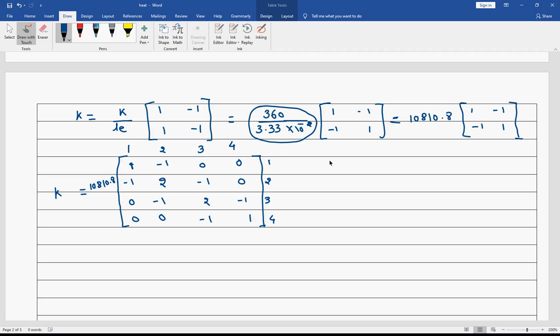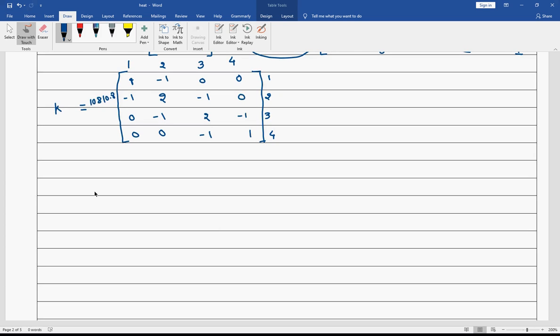Fine. Now we will go to the convective load. So we will prepare HT1, which will be equal to H into T ambient into length of element.